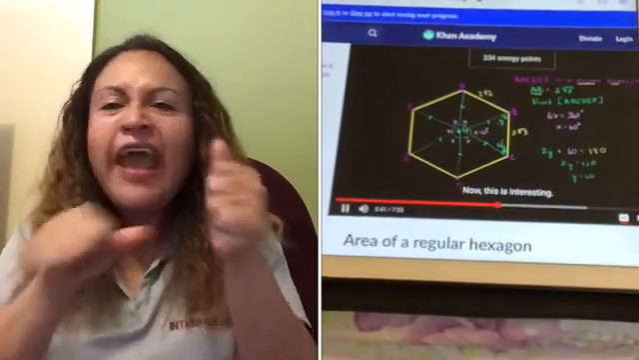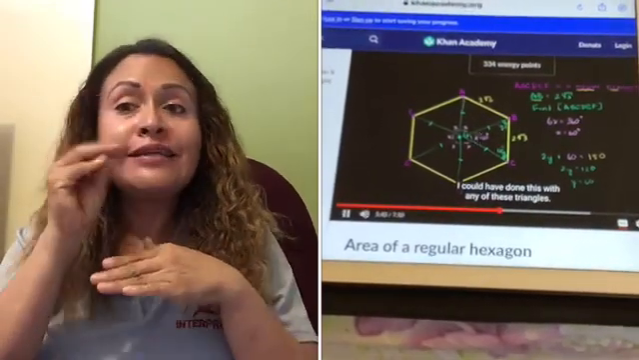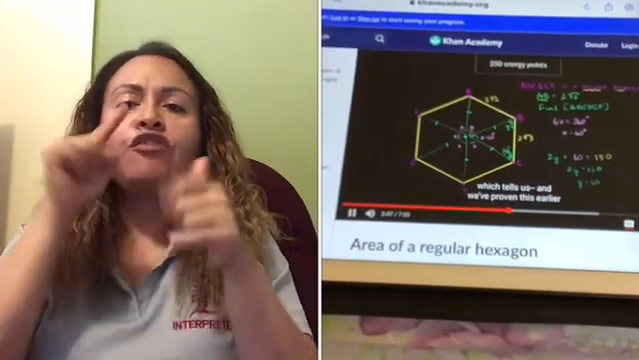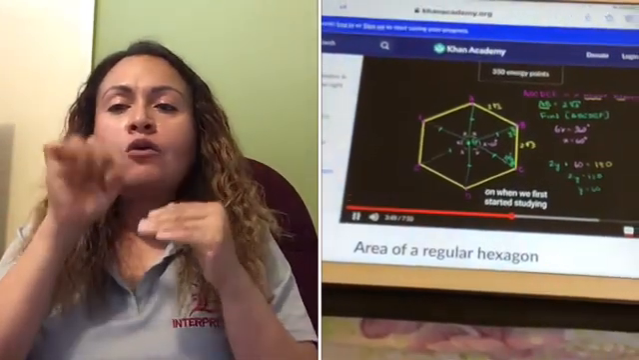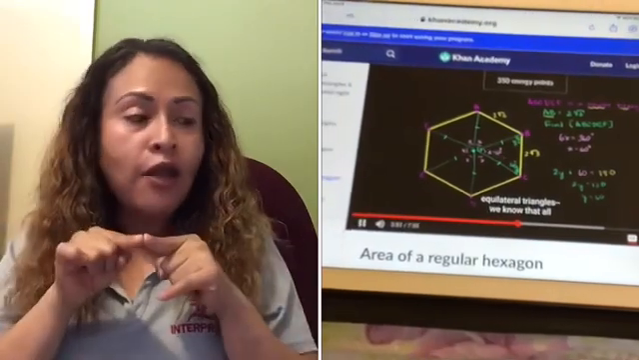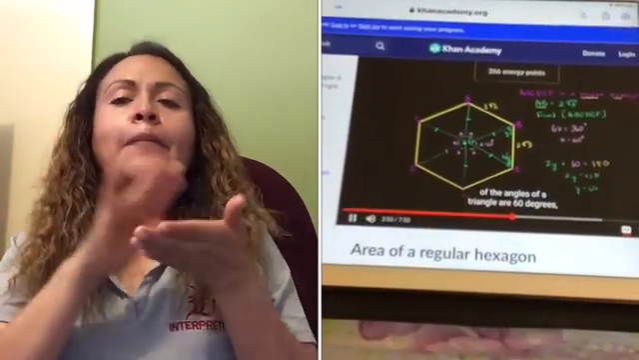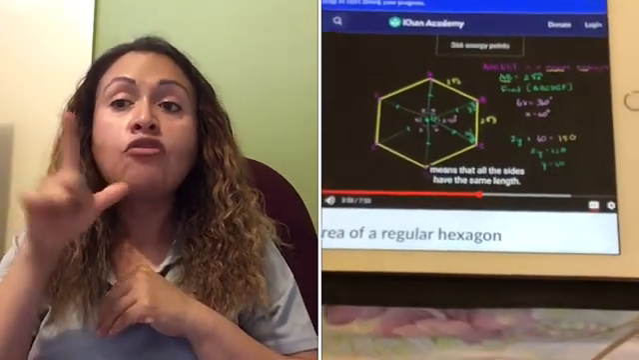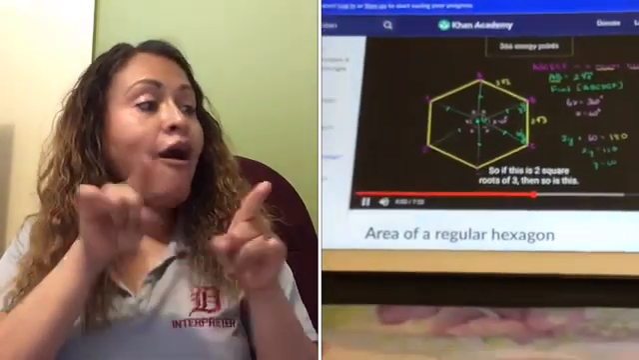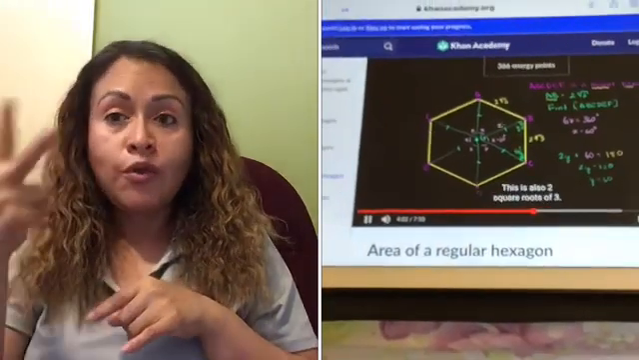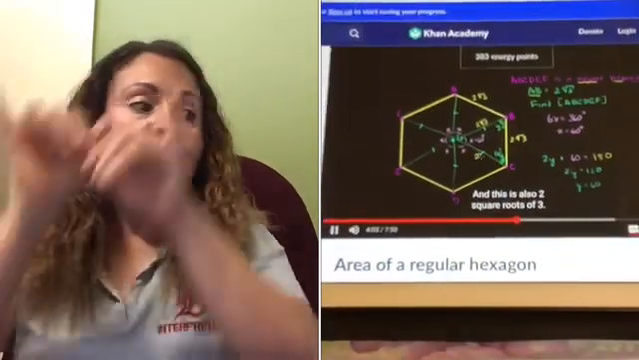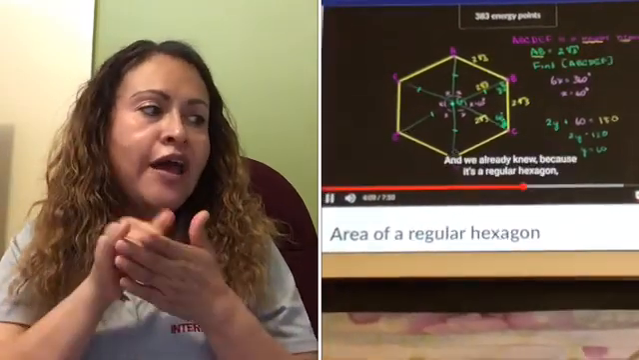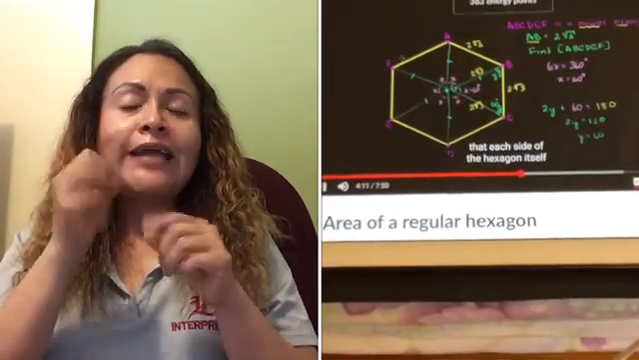All of these triangles are 60, 60, 60 triangles, which tells us, and we've proven this earlier on when we first started studying equilateral triangles, we know that all of the angles of a triangle are 60 degrees, and we're dealing with an equilateral triangle, which means that all the sides have the same length. So if this is 2 square roots of 3, then so is this. This is also 2 square roots of 3, and this is also 2 square roots of 3. So pretty much all of these green lines are 2 square roots of 3, and we already knew, because it's a regular hexagon, that each side of the hexagon itself is also 2 square roots of 3.